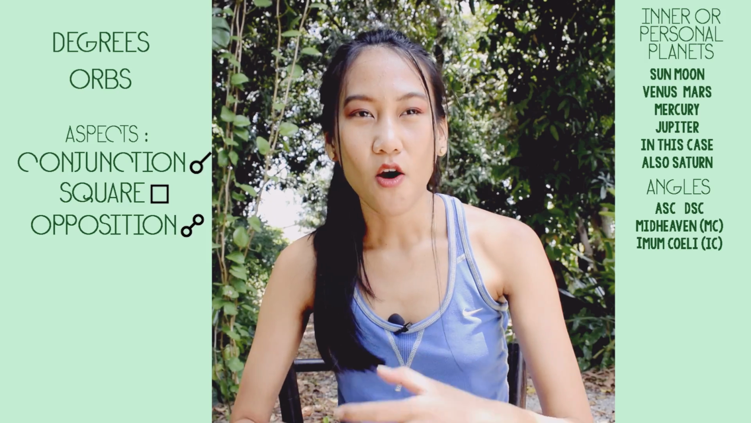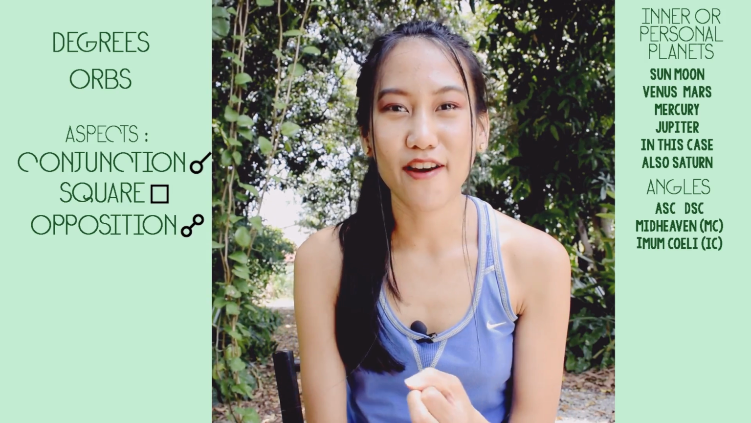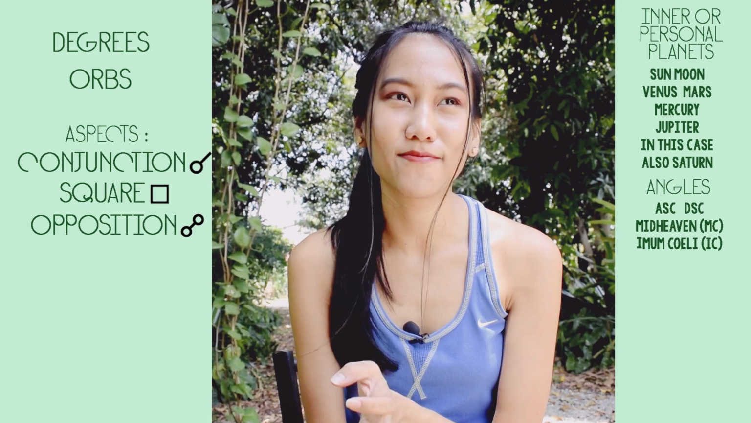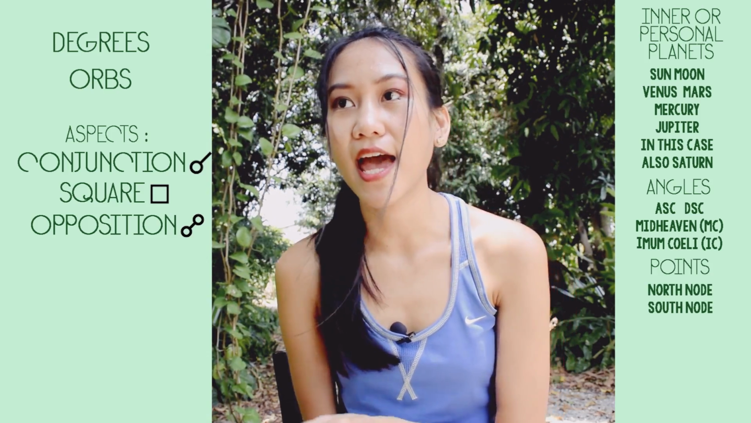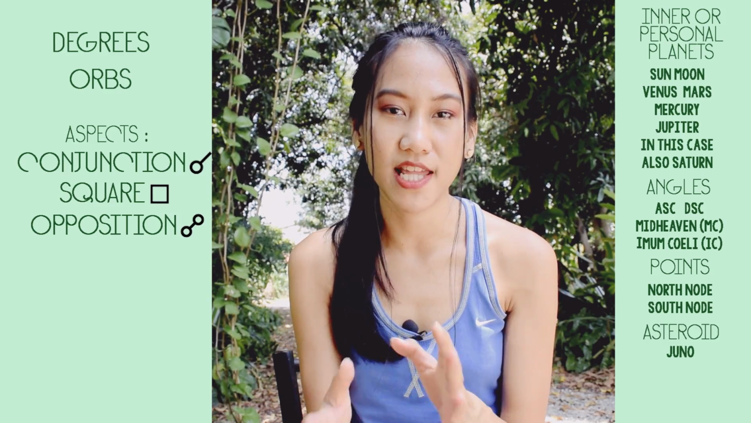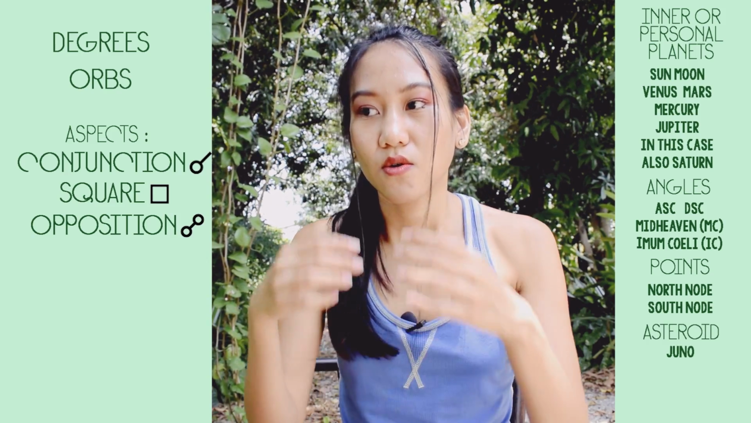By angles, I mean the ascendant, the midheaven, the IC, and the descendant. And points, we can talk about the north node. And asteroids that we'll be talking about in this video mainly will be Juno. So when you have squares, they're occurring between planets, angles, or points that are 90 degrees away from each other. Oppositions occur when there's going to be about 180 degrees of orb between planets, points, and angles.